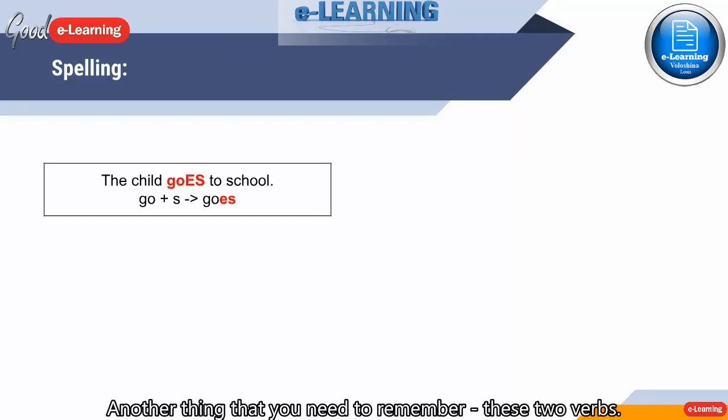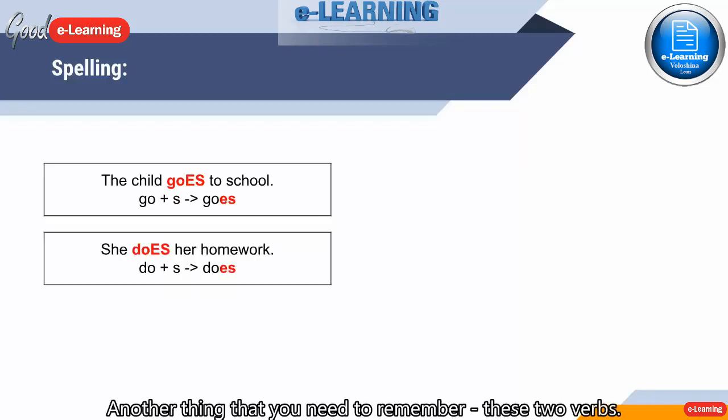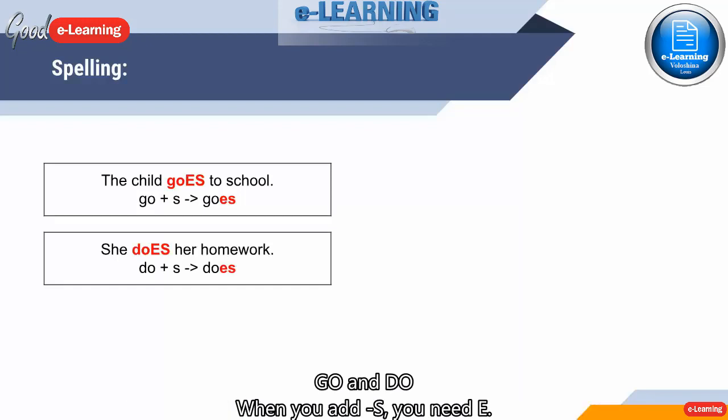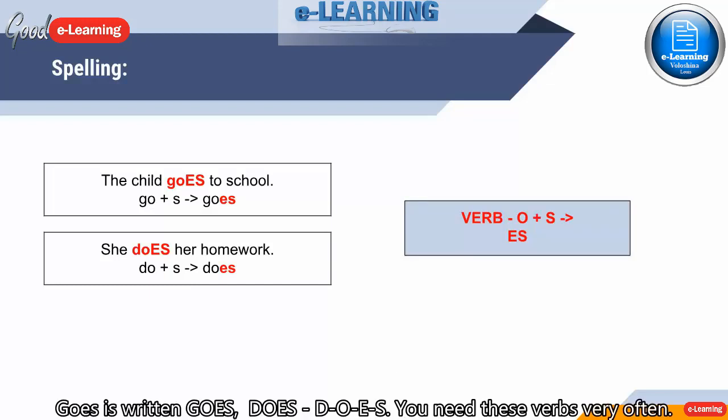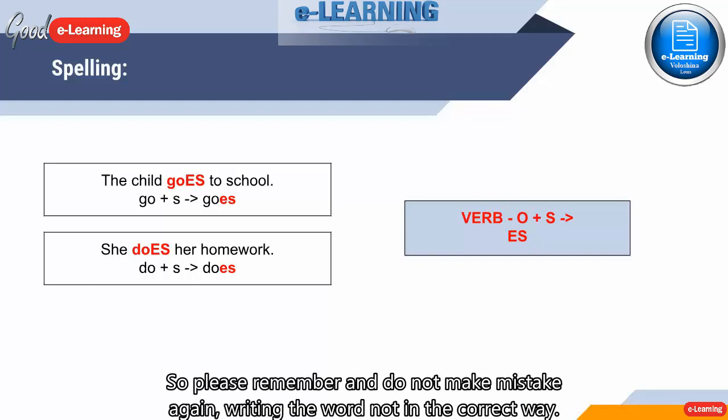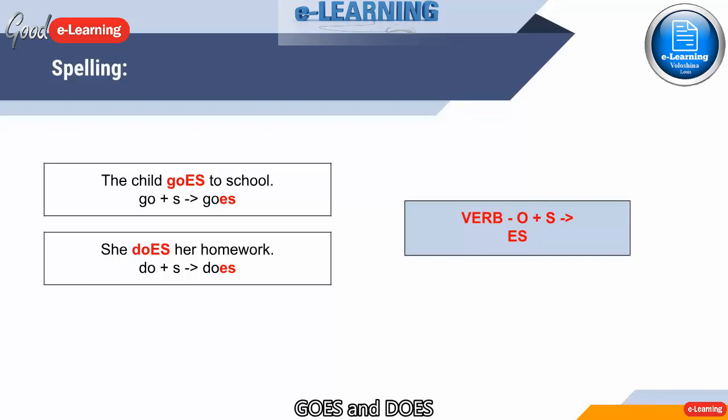Another thing that you need to remember. These two verbs, go and do. When you add s, you need e as well. Goes is written G-O-E-S. Does, D-O-E-S. You need these verbs very often. So please remember and do not make mistakes writing the verbs in the wrong way. Goes and does.